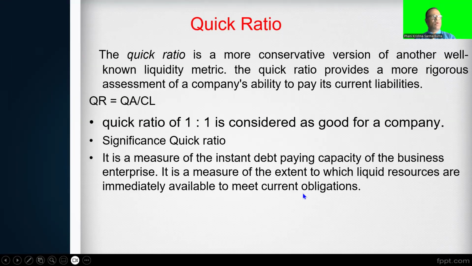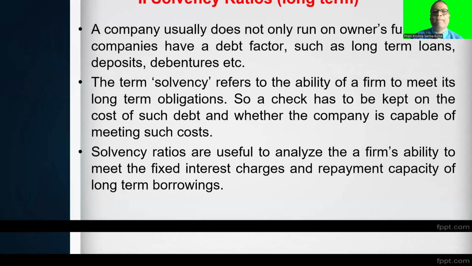The quick ratio is a more conservative version of another well-known liquidity metric. The quick ratio provides a more rigorous assessment of a company's ability to pay its current liabilities. Quick ratio is quick assets by current liabilities. 1:1 is considered good for the company. It measures the instant debt-paying capacity of a business enterprise.